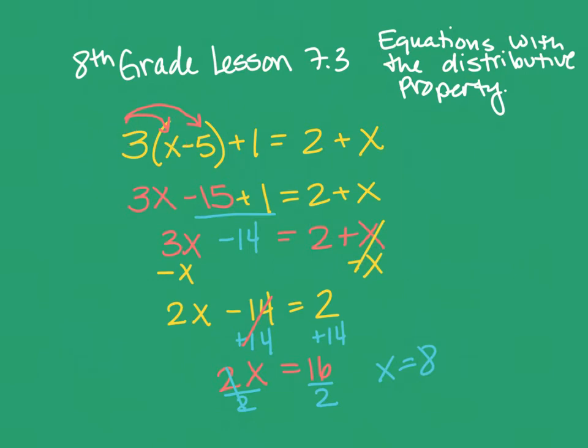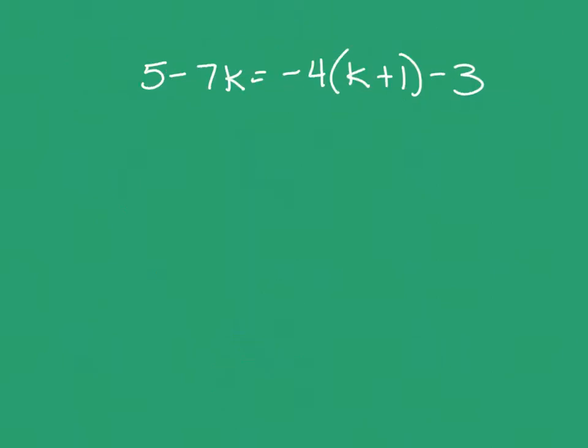Just go ahead and use your distributive property, marry like terms. You learned that last year. So we're just piecing together a lot of puzzle pieces. Okay, let's look at another one. Here I have a positive 5 and a negative 7k, or 5 minus 7k. A negative 4 being multiplied by everything inside of here, and then minus 3. So start with our first step, one bite at a time, one step at a time.